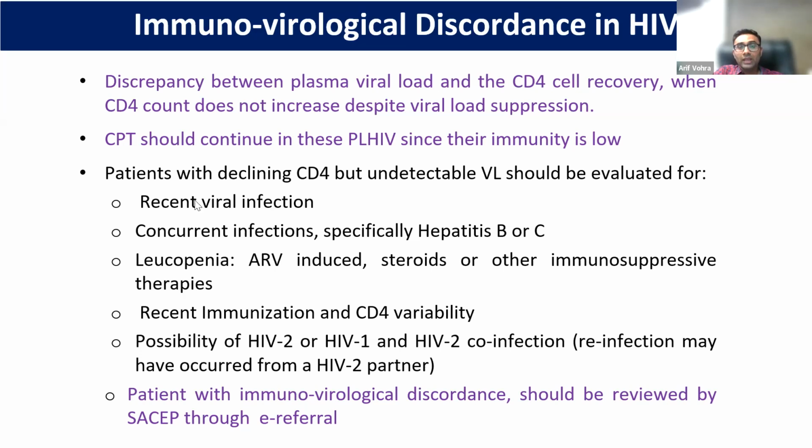Then what could be the situation? The child might have a recent viral infection. A recent viral infection or any concurrent infection might suppress CD4 counts, so you can repeat after the child has recovered. Concurrent infections with hepatitis B or C can also lead to this. It may be drug induced, or because of some other immunosuppressive drugs, maybe steroids or anti-cancer drugs, because of which the CD4 count has been low. It may be because of recent immunization. And the child may be co-infected with HIV-1 and HIV-2. This could be a possibility. So these are the cases where there will be immunovirological discordance, and any child found to be immunovirological discordant should be reviewed by the SACEP, by referral.